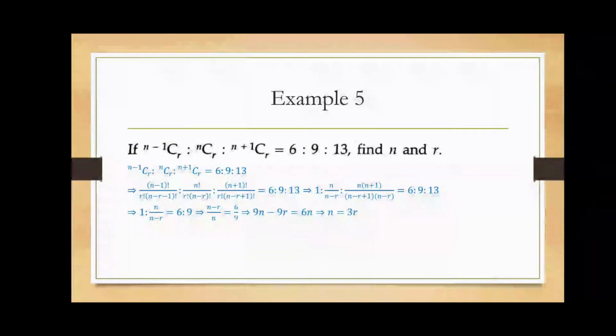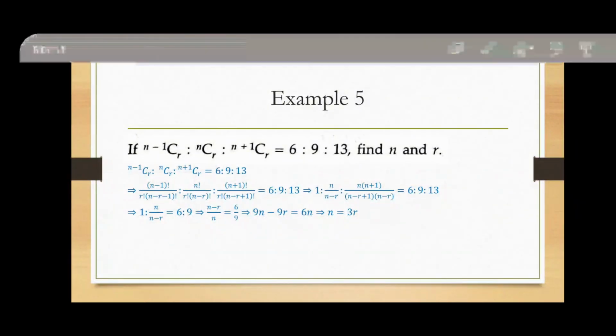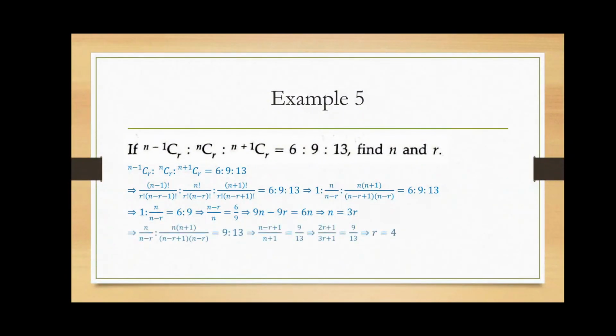So if I take the first two, that is 1 is to n by n minus r equals 6 is to 9, I first get a relation between n and r, that is n equals 3r. So mark this as number 1, leave it. Let us move to the second one, that is the second set of ratios, that is n by n minus r is to n into n plus 1 by n minus r plus 1 into n minus r.